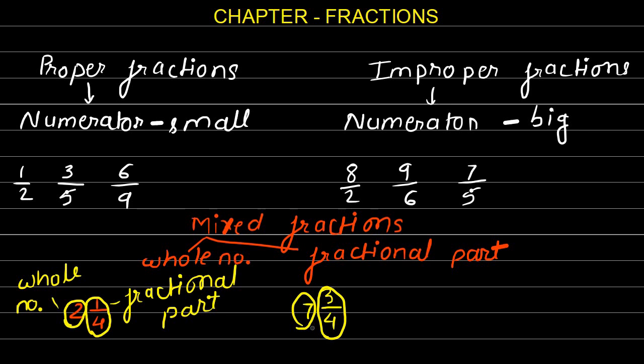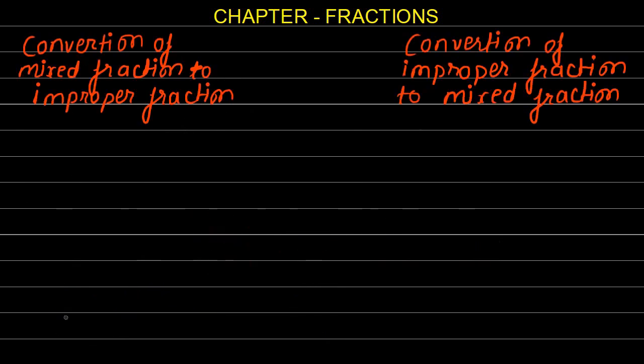So these are our 3 types of fractions: proper fraction, improper fraction, mixed fraction. Okay, now we will be learning about their conversions, how to convert from one form to another form. So let's move ahead. Let's see now the conversion of a mixed fraction to an improper fraction first.